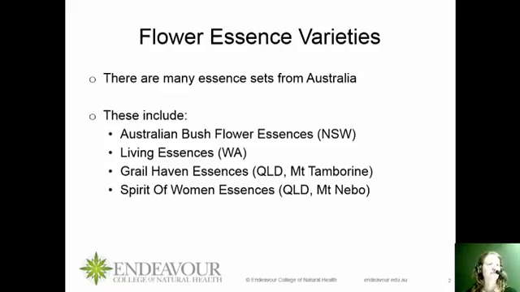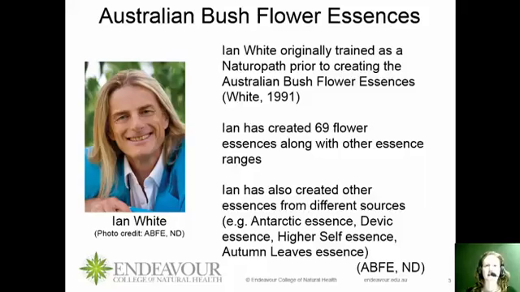There's also rose essences, which are from New South Wales in Sydney, but because roses aren't unique to Australia, we haven't used them, but they're certainly made up in the New South Wales area, and they're an Australian flower essence set. So we're just going to go through them alphabetically. The first essence set are the Australian bush flower essences.